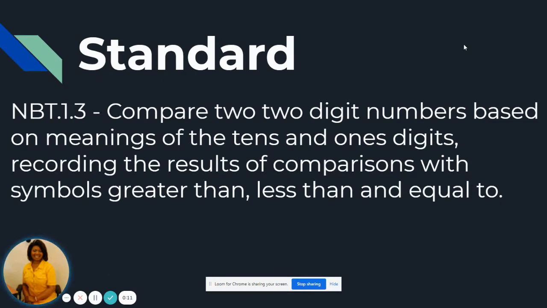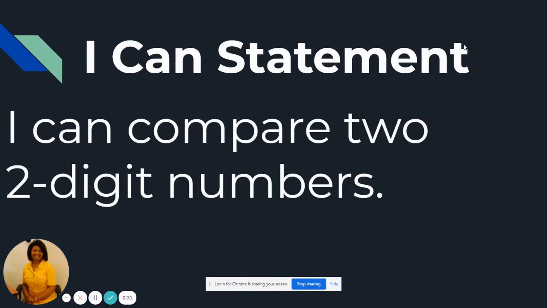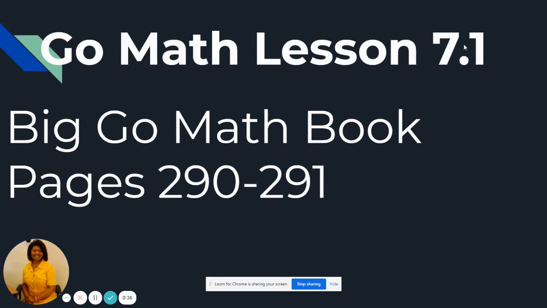Our standard is NBT 1.3, compare two-digit numbers based on meanings of the tens and ones digits, recording the results of comparisons with symbols greater than, less than, and equal to. Our essential question is, how can you compare two numbers to find which is greater? Our I can statement is, I can compare two-digit numbers. For our Go Math lesson, we're going to be working from pages 290 and 291 in our Big Go Math book, and this is lesson 7.1.